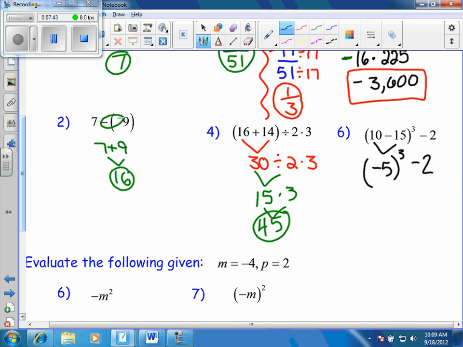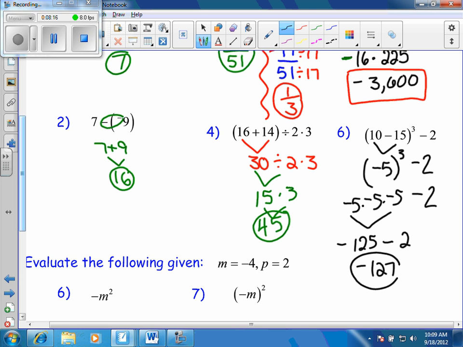Okay, so negative 5 to the third power is the same as negative 5 times negative 5 times negative 5. And then you still have to subtract 2. So is this a positive number or a negative number? Negative. It is. And 5 times 5 times 5 is? Right. And then you're going to subtract 2. What'd you get, Zig? Negative 127. Good.